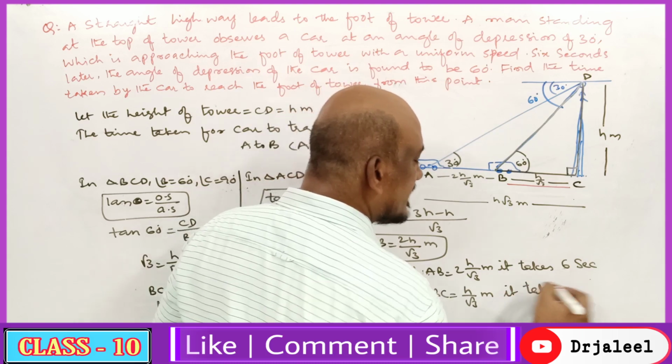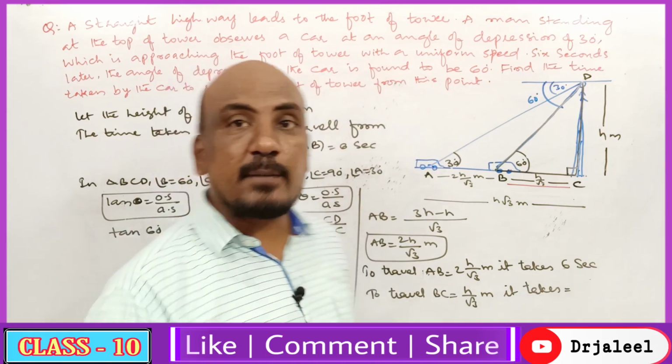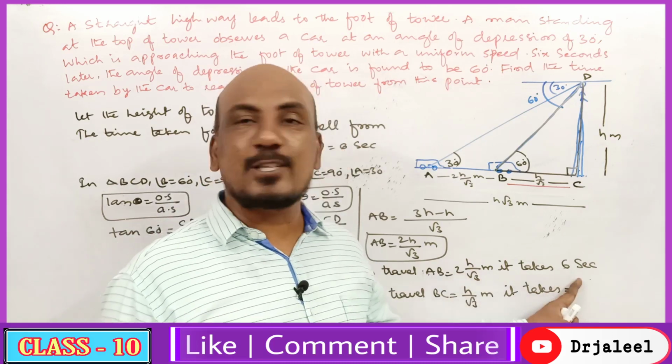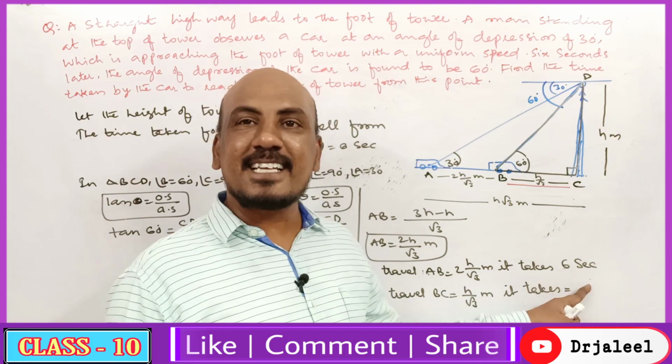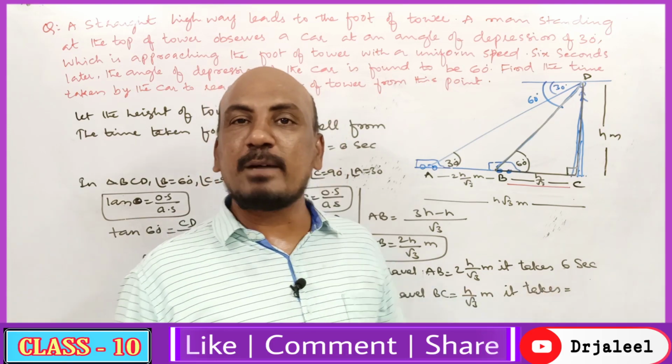How much does it take? This is the question. Tell me. For 2 mangoes, 6 rupees. For 1 mango, 3 rupees. Same way, for 2h by root 3, 6 seconds. For 1h by root 3, 6 by 2, that is 3 seconds.